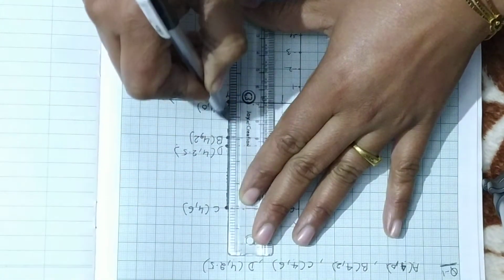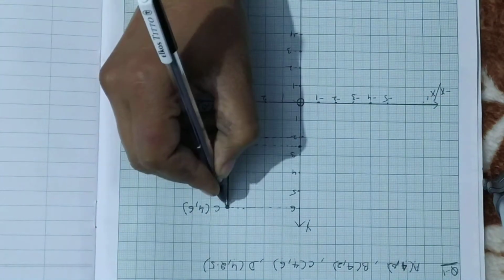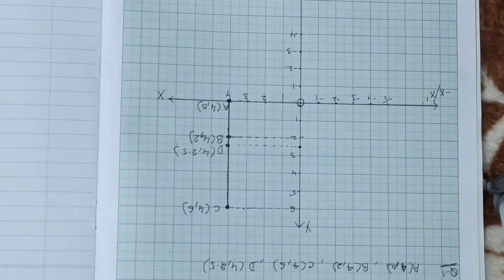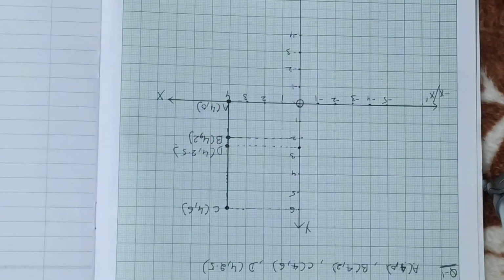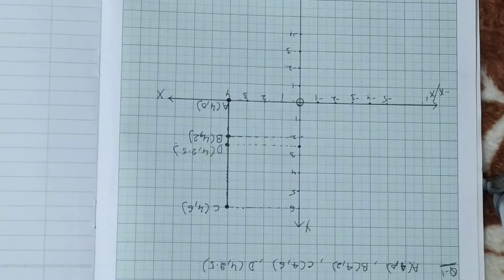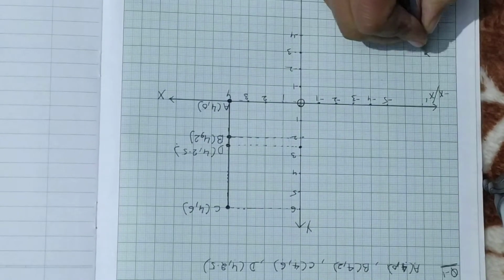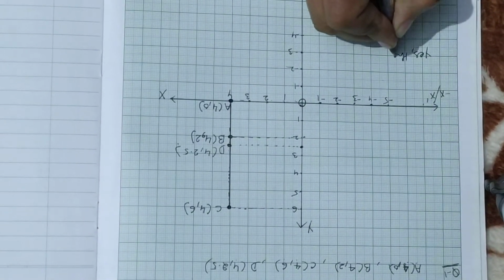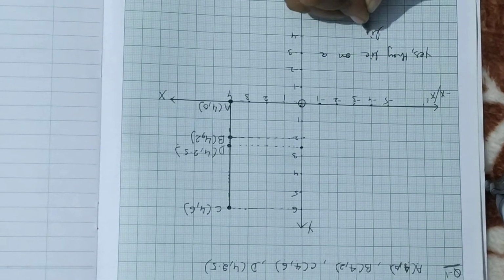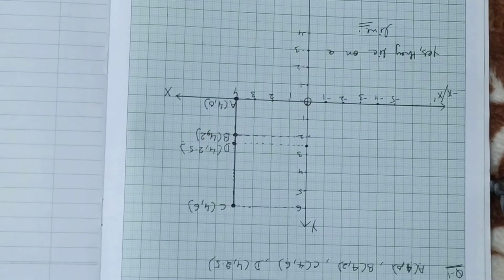Now join these points using a scale and you can see all the 4 points lie on the same line. So if all the points lie on a line, then this graph is called a linear graph. Clear? So here you will write: yes, they lie on a line. So this was the first part.